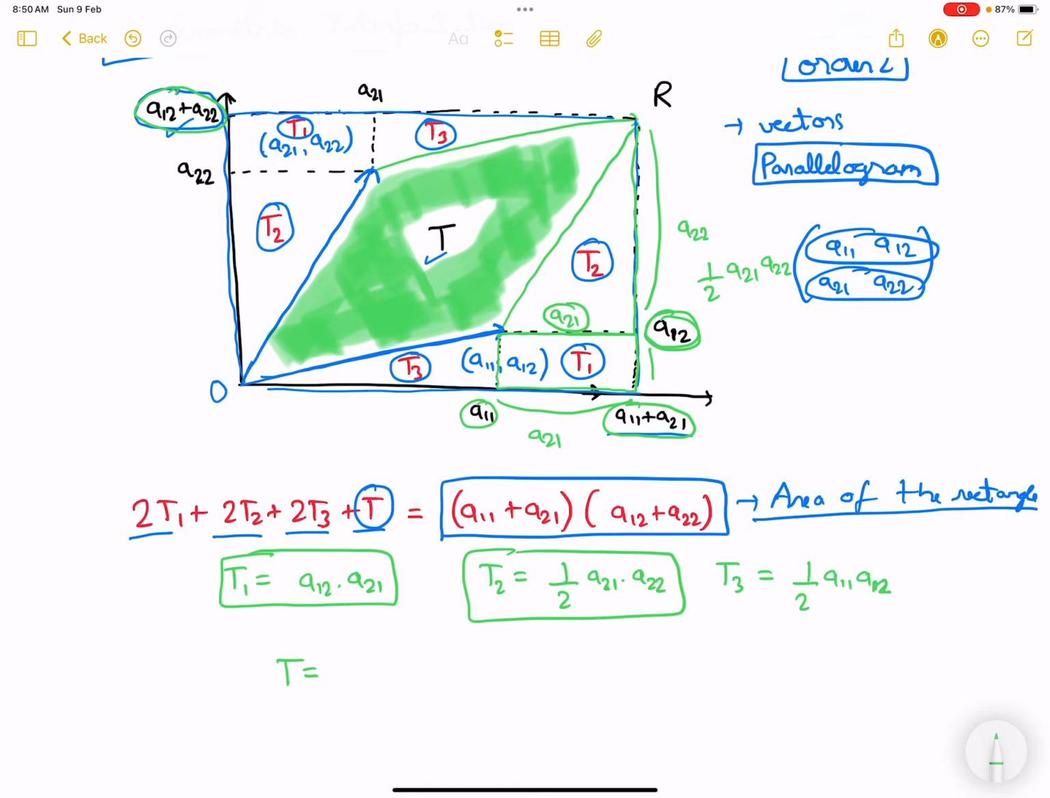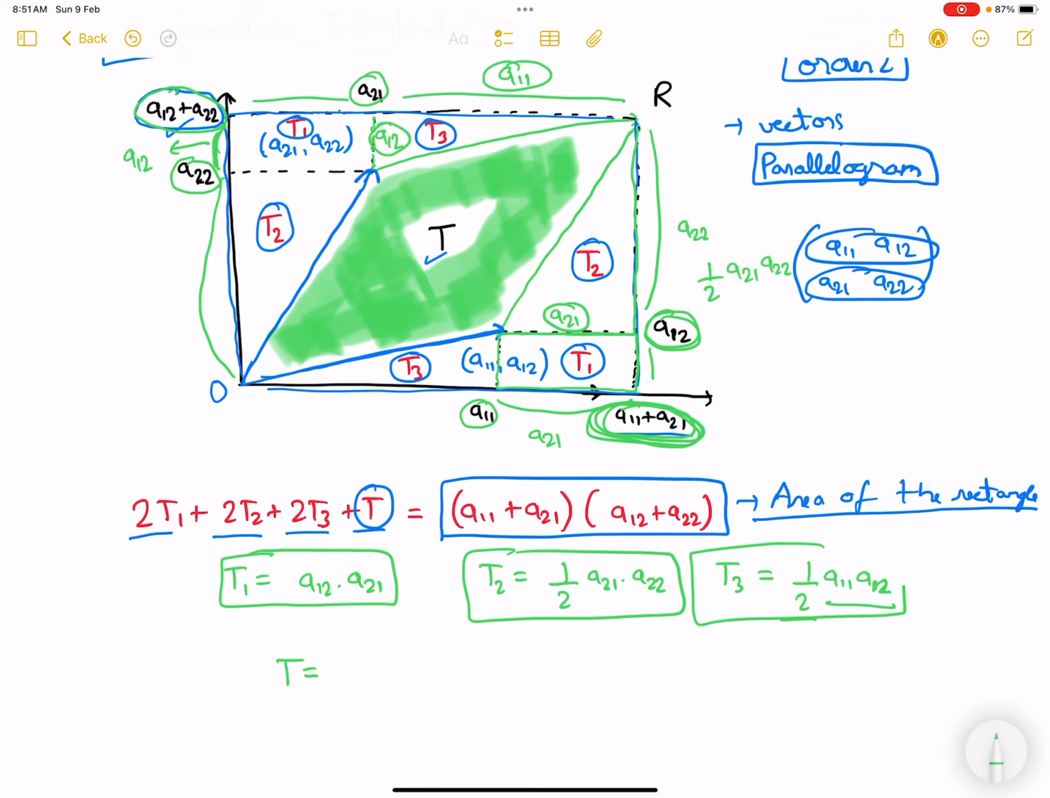Now looking at T3, this height. This total height is a22, and the remaining height would be a12. And if this distance is a21, then the remaining distance would be a11. So T3 would be half into a11 into a12. So this is T3.